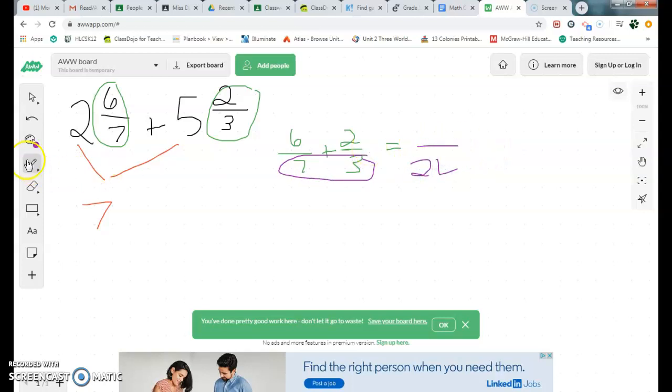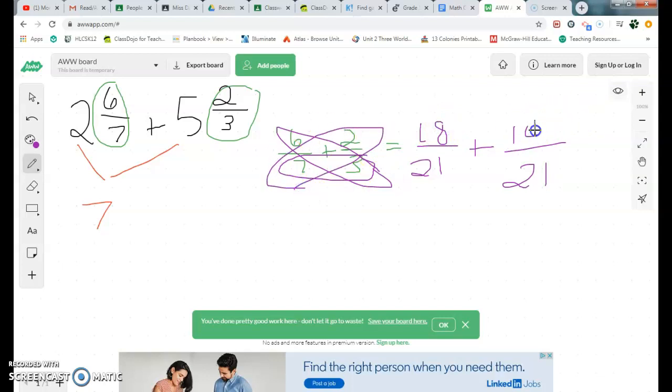Okay, oops, that does not look like a 1. Let me erase that. Okay, I have 21 for my denominator. Do my right wing first. 6 times 3 is going to give me 18. Okay, 7 and 2 is going to get me 14. Okay, now my denominator is going to be 21. But if I add 18 and 14 together, I'm going to get 32 over 21.